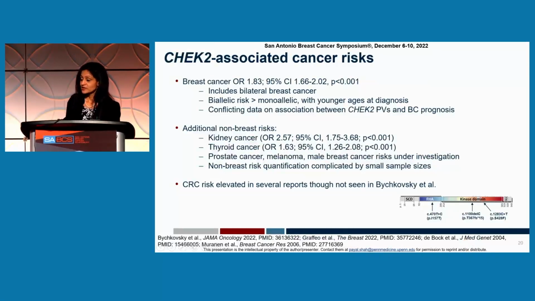Moving on to CHEK2. CHEK2 is associated with breast cancer, including bilateral breast cancer. Biallelic CHEK2 mutations are associated with an elevated risk as well as a younger age at diagnosis as compared with monoallelic mutations. And there has been investigation looking into an association between CHEK2 pathogenic variants and breast cancer prognosis, although the data appear conflicting. There may be additional non-breast cancer risks associated with CHEK2, including kidney cancer and thyroid cancer, although the absolute risks are likely quite low. And colon cancer risk is interesting. This has been seen across several reports, although it was not seen in this particular report.